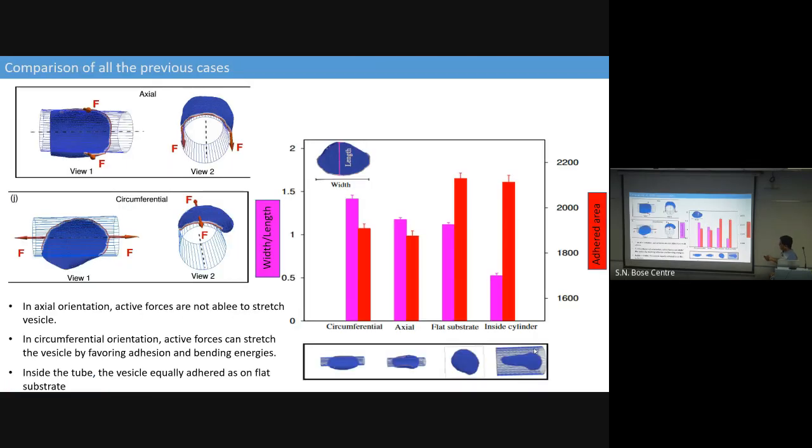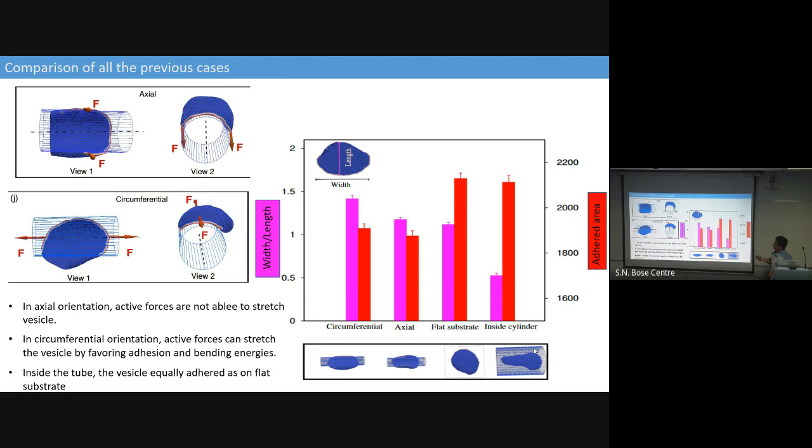And at the end, I will come to this, where we will compare all the cases and try to qualitatively understand why the vesicle is preferring the circumferential direction rather than the axial direction. So in this case, these are the same, just two views. The vesicle is in the axial direction. In this case, the vesicle is in the circumferential direction.